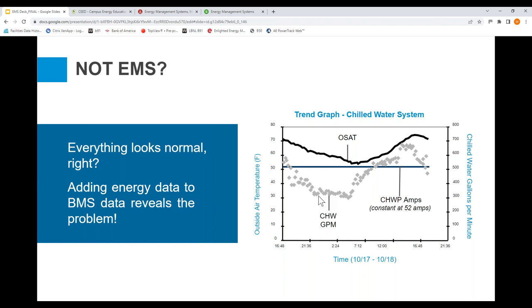And one thing to note is that even though there's the capability to bring energy data into the BMS, it's not that typical to do that. I would say that nowadays it's getting more and more typical, but often that piece of information is not there. Where an EMS can take all of that data, the BMS data, the outside air temperature, the GPM, and the electric data as well, and do analysis on it.